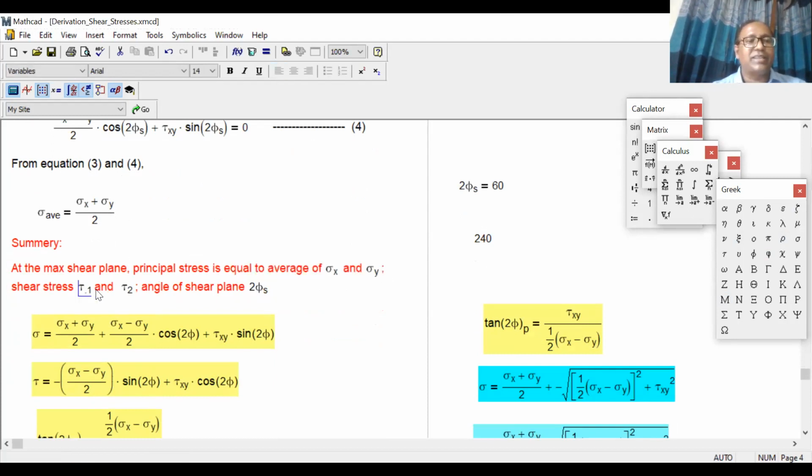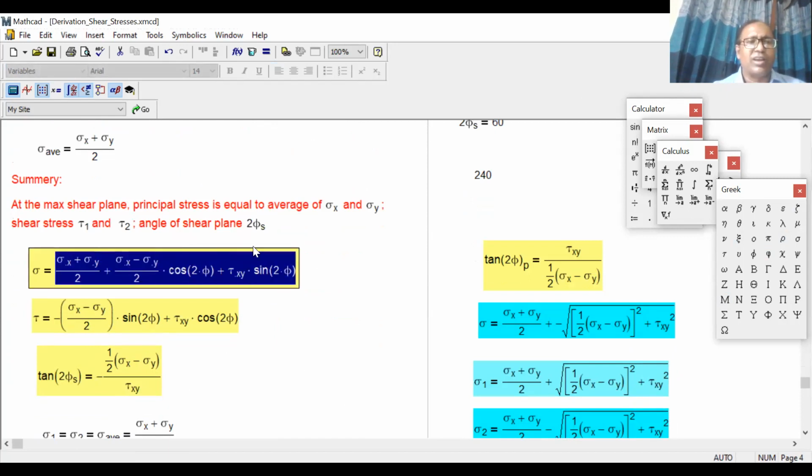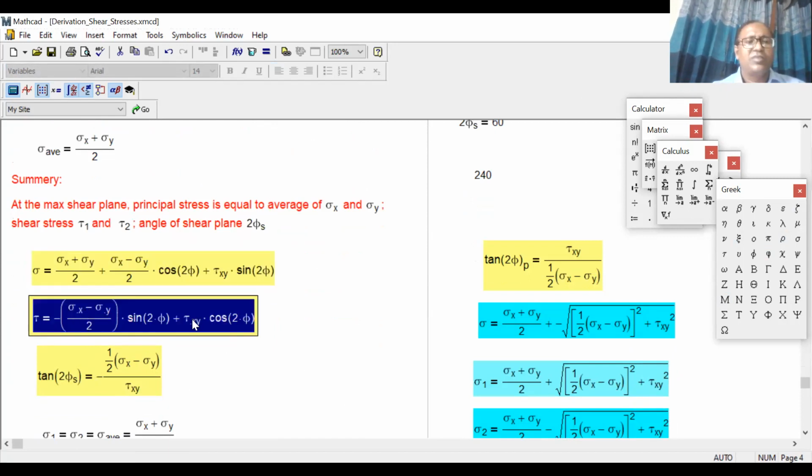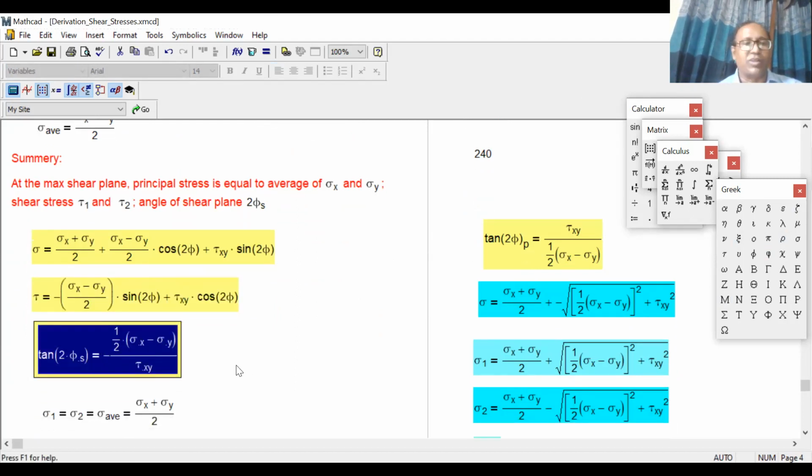And shear stress tau 1, tau 2. Both are equal and opposite. And the principal plane is 2 phi s. So what is the formula? You see, this is the mother formula for the principal shear angle. This is the formula.